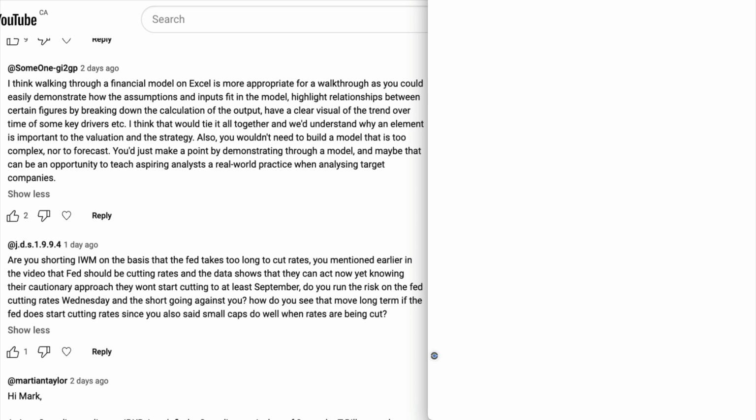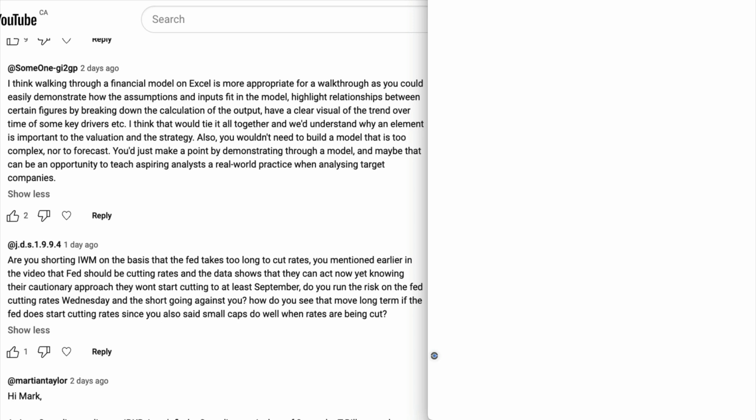Okay, first one. I think walking through a financial model on Excel is more appropriate for a walkthrough, as you could easily demonstrate how the assumptions and inputs fit in the model. Highlight relationships between certain figures by breaking down the calculation of the output. Have a clear visual of the trend over time of some key drivers. I think that would tie it all together and would understand why an element is important to the valuation and the strategy. Yeah, I think the exercise of working through the assumptions would be important.